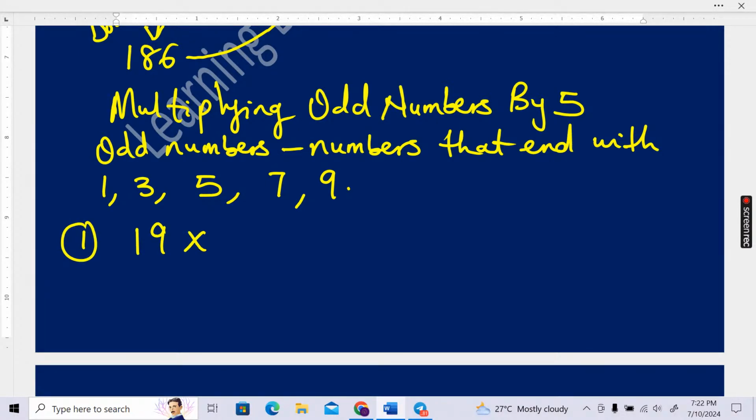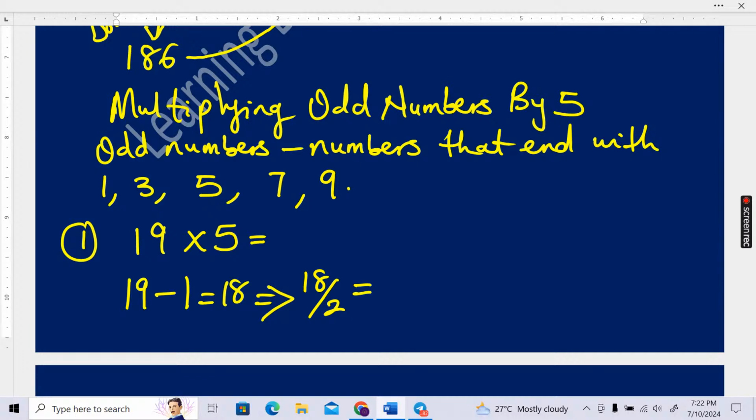Now, look at the first one. What is 19 times 5? 19 is an odd number. So anytime you want to multiply this in your head, the first thing you need to do is subtract 1 from 19. That will give you 18. Then divide 18 by 2. That will give you 9. Then write 5 beside 9. That will give you 95. So 19 times 5, without using a calculator and without showing workings, is 95.